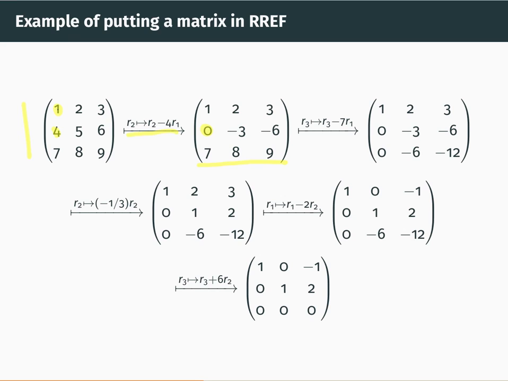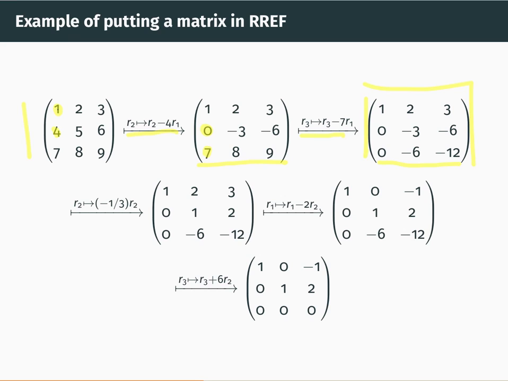Repeating this for the third row, we want to eliminate the 7 here because we need all of the entries in the column of this leading entry 1 to be 0. So we subtract 7 times row 1 from row 3. That's this row operation here. Again, rows 1 and 2 are unchanged, but row 3 becomes this, and in particular, row 3 now has a 0.